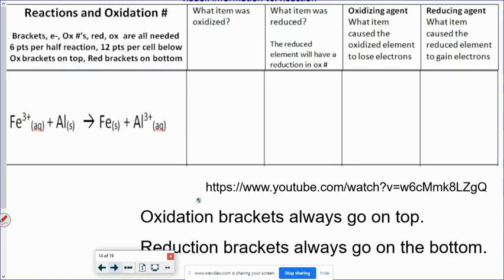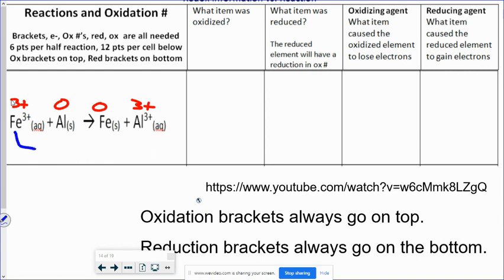So the first thing that we do is we assign oxidation numbers: 3 positive, a 0, a 0, a 3 positive. Again, information from the fives that we did. We look at this and we say, which element from the reactant side, from this side over here, is reduced in oxidation number? Well, aluminum goes from a 0 to a 3 positive. That's not a reduction in oxidation number. So let's try the other one.